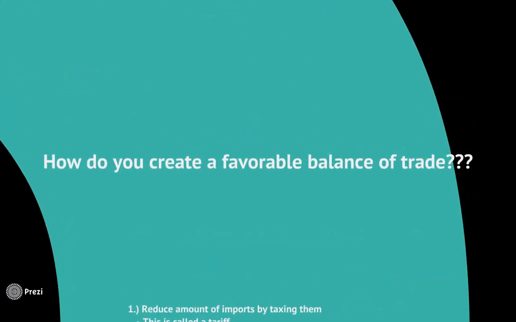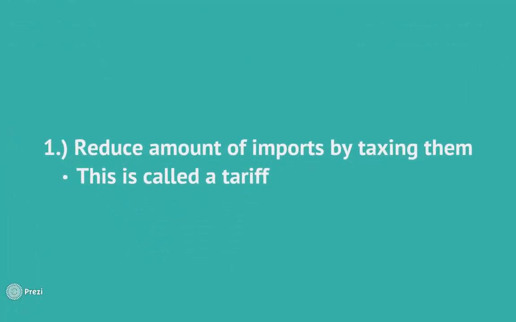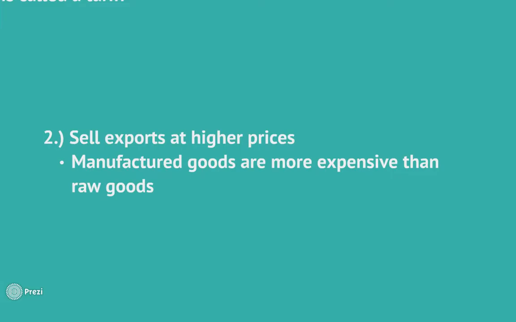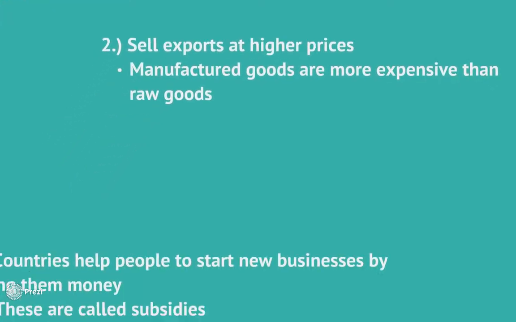Now, how do we create a favorable balance of trade? First of all, you have to reduce the amount of imports by taxing them. That's called a tariff. Then you sell exports at a higher price. Manufactured goods are more expensive than raw material. To give you an example, a tree that is cut down is going to be cheaper than a wooden cabinet that's made from the tree.